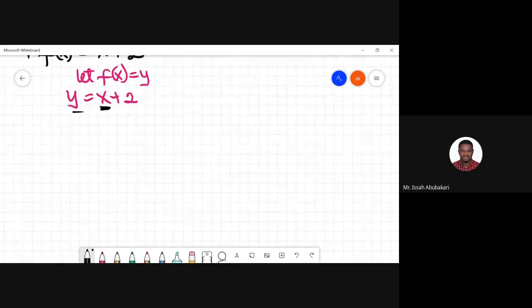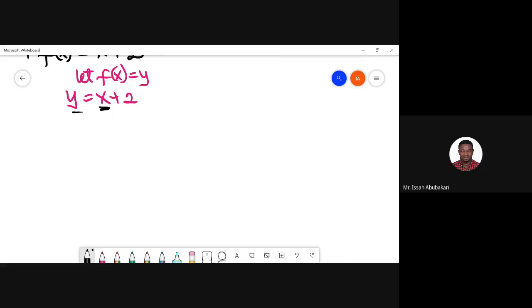But let's plot this graphically. How do we plot this graphically? Assuming x is equal to 0, when x is equal to 0, we are going to get y to be equal to positive 2, right? So x is 0, y is positive 2. So the vertex, when you say vertex, is where they meet. So the vertex will be x is 0 and y is 2.